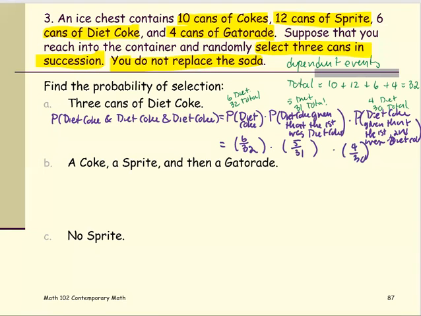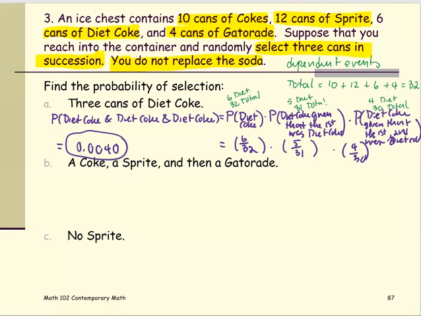We multiply these 3 numbers together to get the probability as the value 0.0040, or about a 0.4% chance to obtain 3 cans of Diet Coke when you select 1 can at a time, and no replacement of the can back into the ice chest.